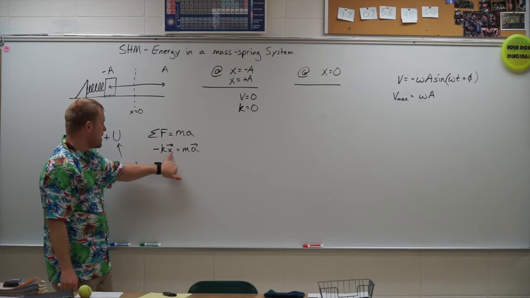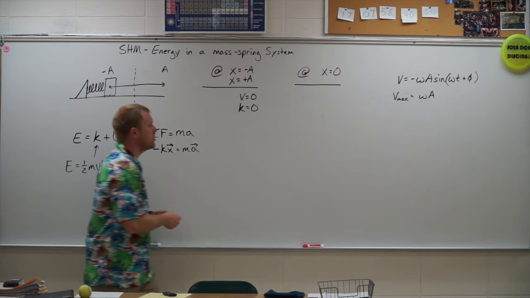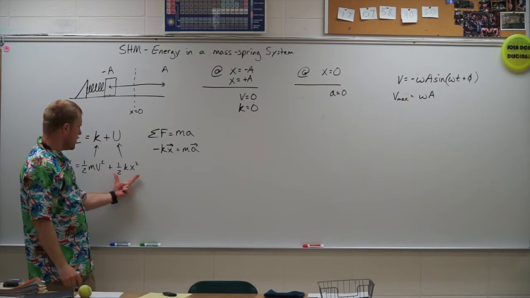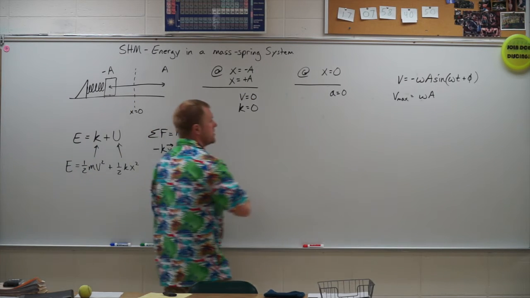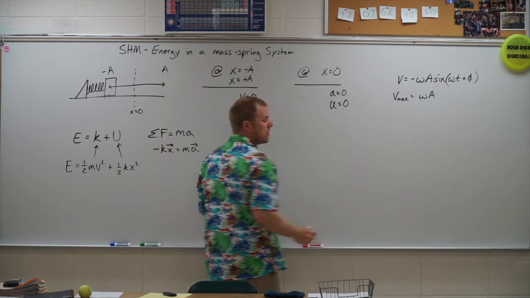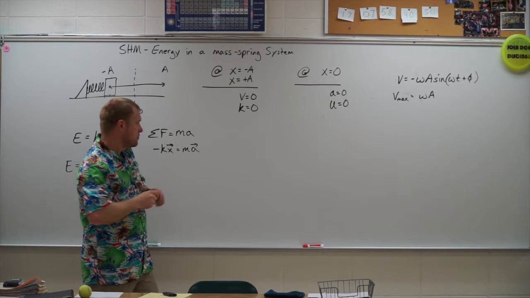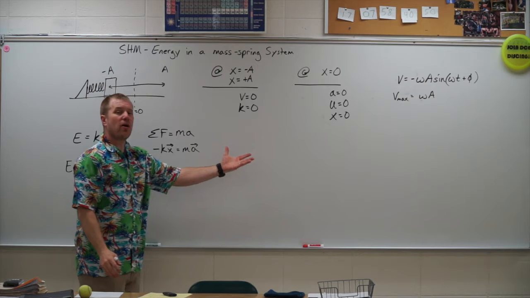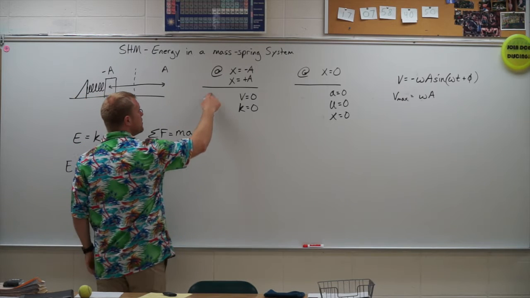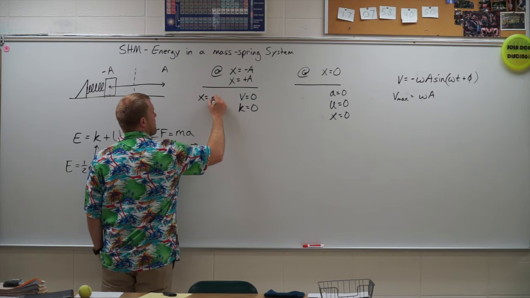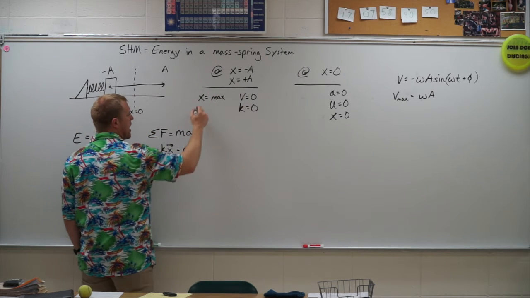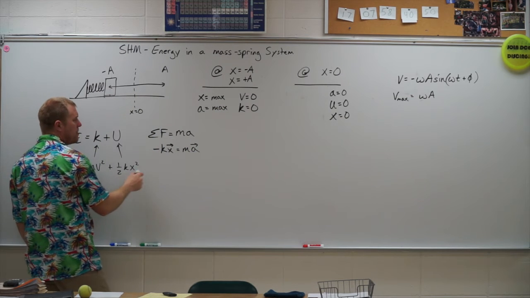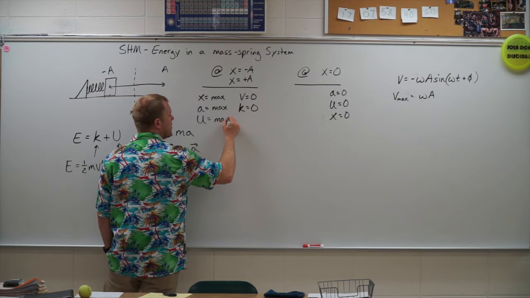So at the point when the position is zero, the acceleration is also equal to zero. And if position is equal to zero, I can see that my potential energy is also equal to zero. That is true at x equals zero. So let's think about the other points. At this point, my position is a maximum. If my position is a maximum, that means my acceleration is a maximum, and my potential energy is also a maximum.